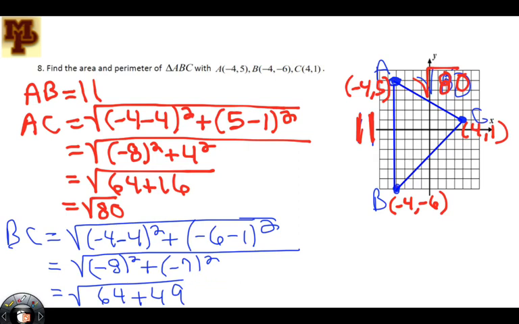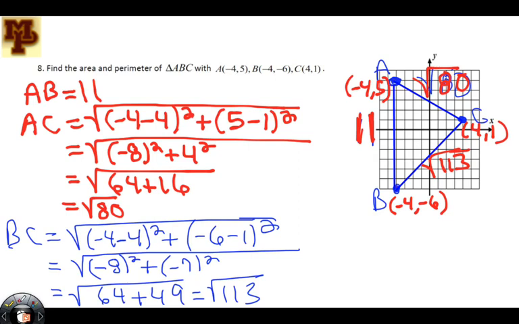And then this would be square root of, let's see, 113, right? So 113. Let me just check that one real quick. Okay, so that means this length is square root of 113.